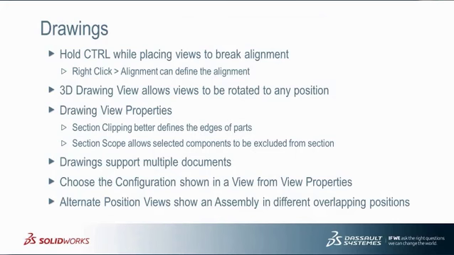Let's again recap everything we looked at in regards to drawings. First was breaking the alignment of views on the fly using the Control key. Then we saw you can actually rotate any view in 3D. We also learned you can exclude components from a section view using Section Scope. Then on the second sheet we saw you can use configurations to lock down parts in a drawing, and finally alternate position views can be used to show multiple configurations at once over top of each other.